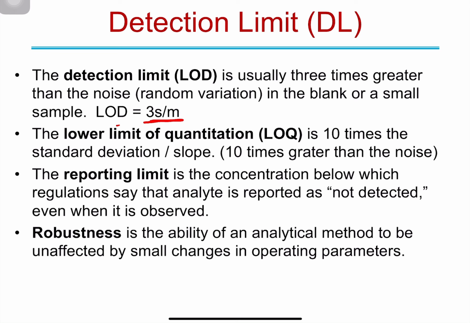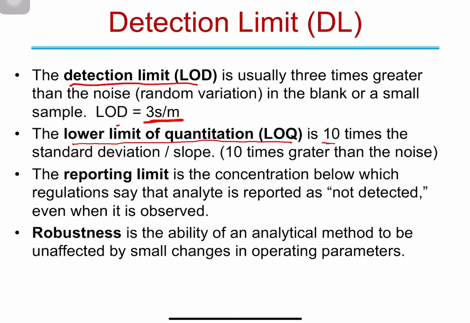There is something also called the lower limit of quantitation, or LOQ. The lower limit of quantitation is 10 times the standard deviation over the slope. So it's very important to distinguish between the detection limit and the lower limit of quantitation. If you look at any analytical paper that has a certain analytical method, you will find that they have to report the detection limit of their method and the lower limit of quantitation of their method as well. The lower limit of quantitation is 10 times the standard deviation over the slope, while the detection limit is only 3 times the standard deviation over the slope.